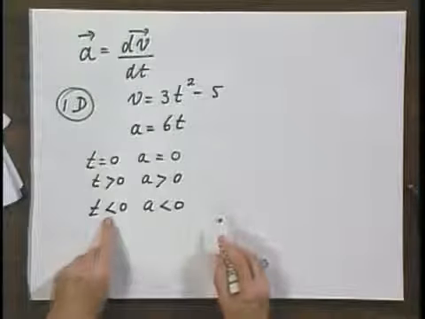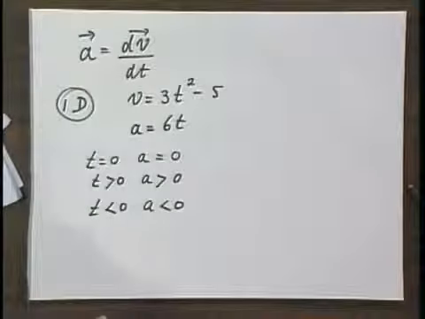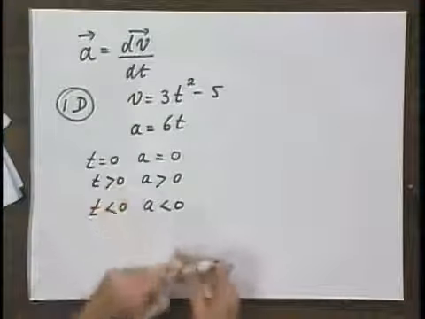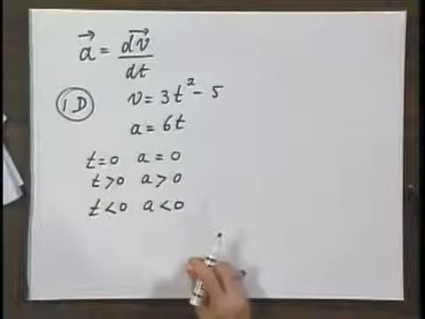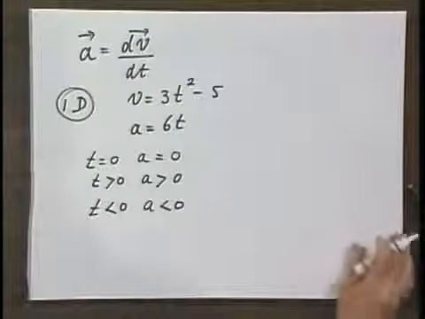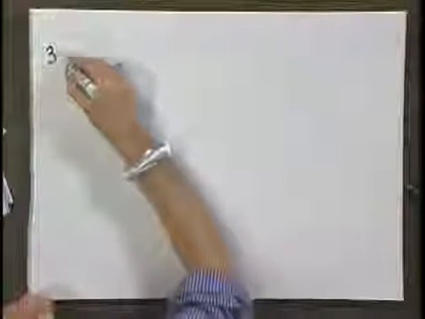For times lower than 0, the acceleration is in the minus x direction. For values larger than 0, the acceleration is in the positive direction. Wonderful advantage of one-dimensional situations. Now, let's turn to a more complicated situation, the three-dimensional situation. 3D.